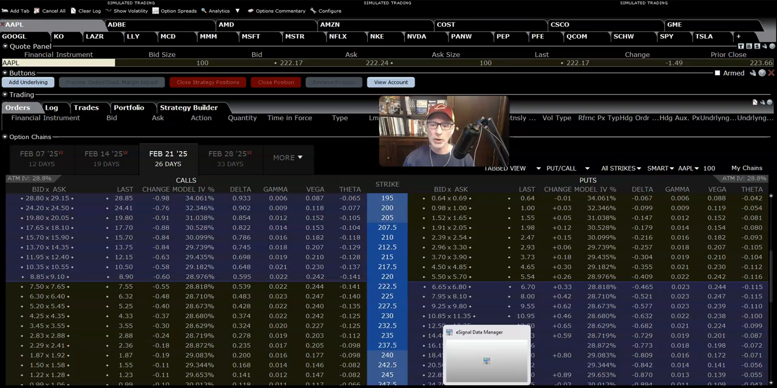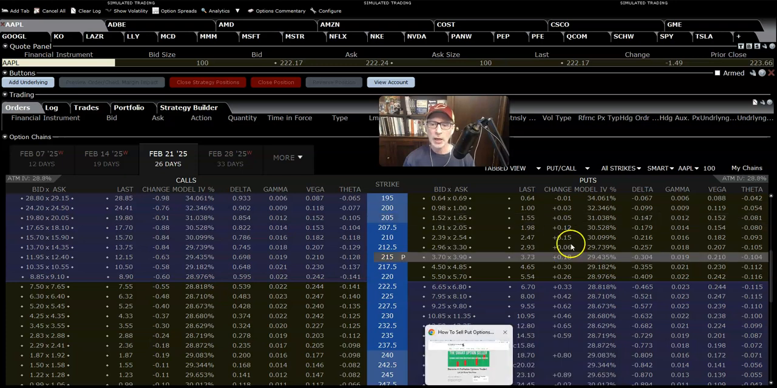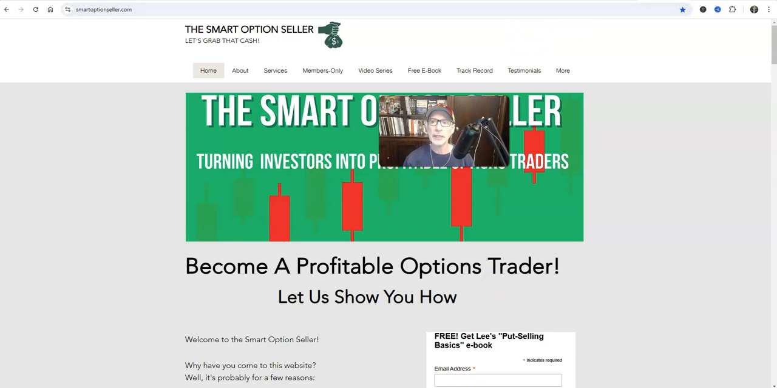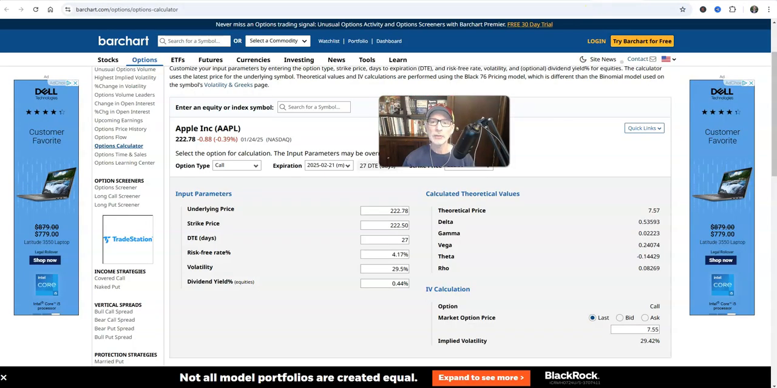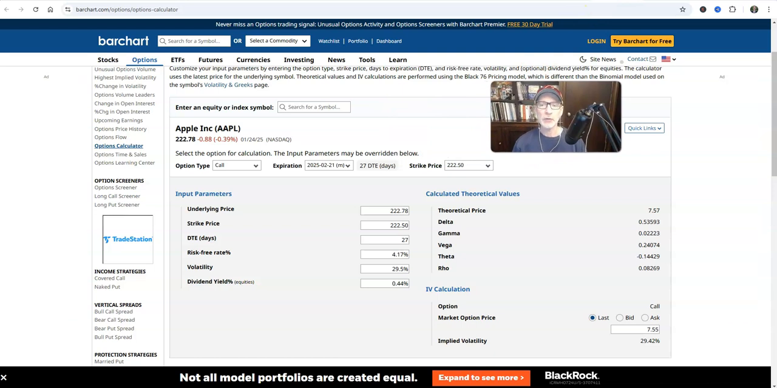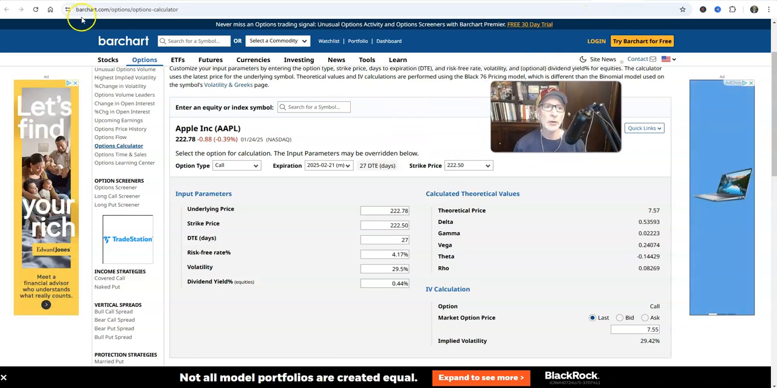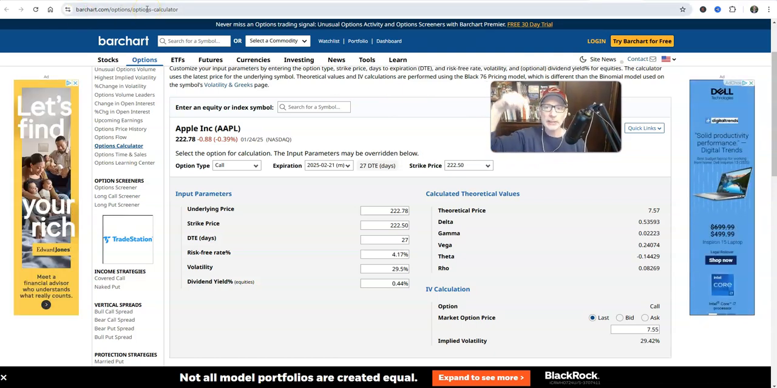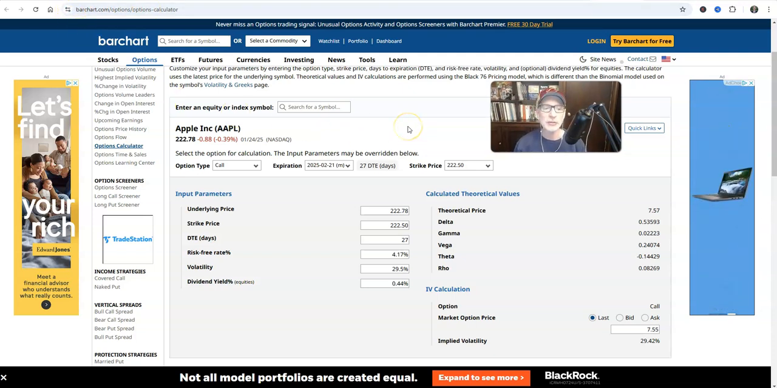So let's go to our option calculator here, and I'll take you to our website in a minute. Let's go to our calculator here, and I'm going to show you some what-if scenarios. Now, you can go to barchart.com. I'll put a link down in the description for this free options calculator. The options calculator is a great tool to help you do what-if scenarios.